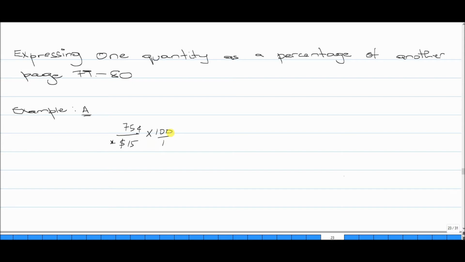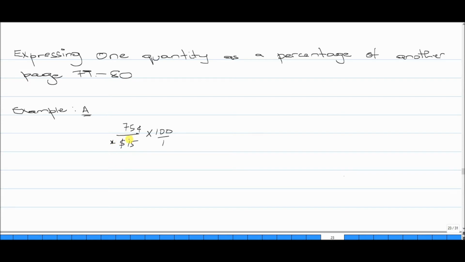Now, part of our rule says that we need to make sure that both of them are the same unit. So both of our quantities here are not in the same units. We have 75 cents, and now we have here for denominator, which I said pay attention to earlier, $15. We can't solve the problem like this. We need to make both quantities have the same unit.